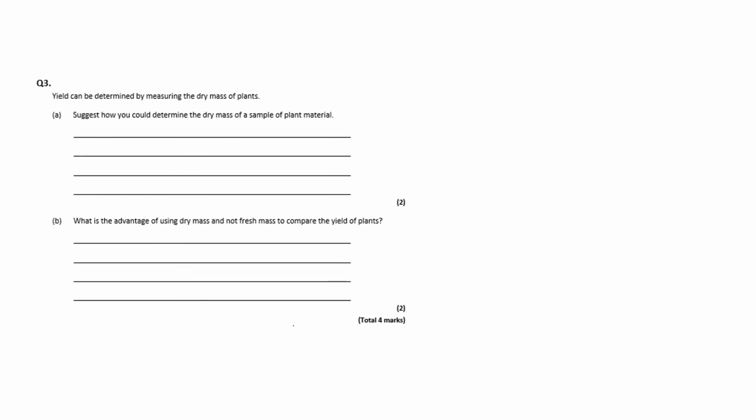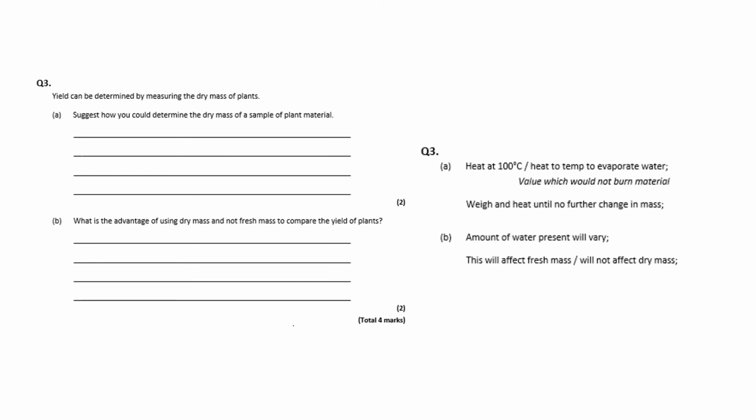So I put this question in the assessment to give you a little bit of an easy one. It is one that was in your booklet, so I hope that you've all got this 100% right. So it asks you here in question 3 to determine that yield can be determined by measuring the dry mass. Suggest how you could determine the dry mass. So for 2 marks, what are the key things?